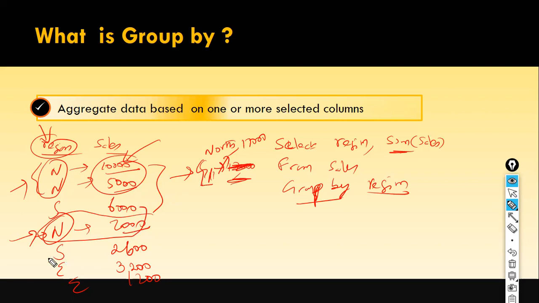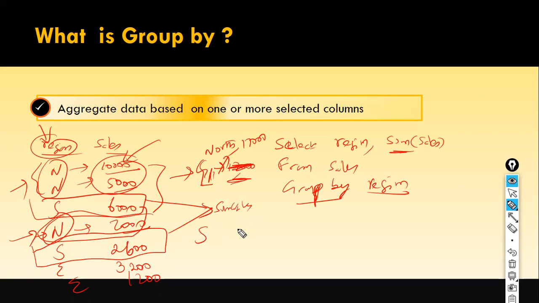Fine. The next one is similarly the south region. All the south region rows will get grouped together. Look, these two will group together, and then it applies the sum on the sales column. So what is the south region sales? 6,000 plus 2,600, 8,600. So north 17,000, south 8,600.